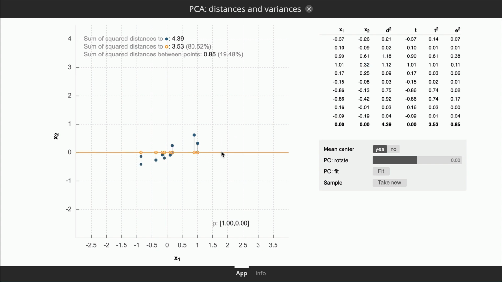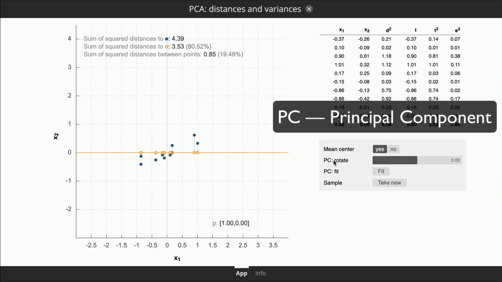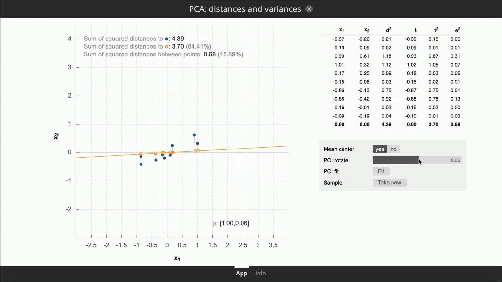The orange line is the latent variable. You can also rotate the latent variable. I call it PC, although it's not always a PC. It should meet a certain requirement to call it PC. You can rotate it, and this is just the angle in radians. And then you can see that all blue points are being projected onto the orange line. For example, this point has a projection here.